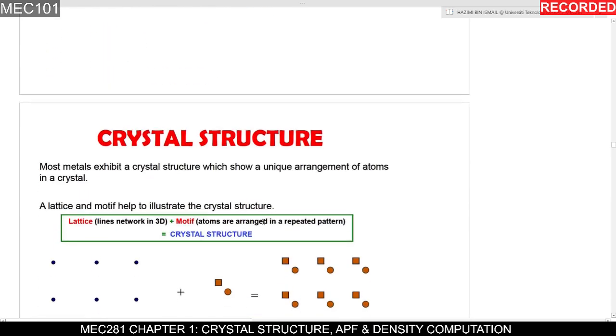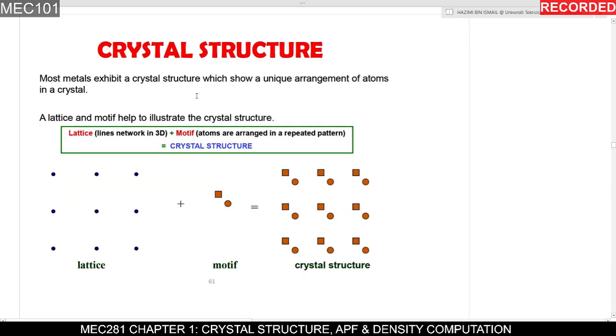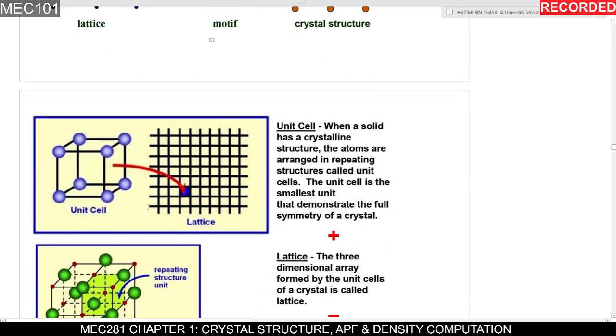So let's go to the crystal structure. This one is the lattice and this one is the motif. If we combine the lattice and motif here, then we will have the crystal structure. So what is the lattice? Lattice is the line network in 3D. Let's see here.